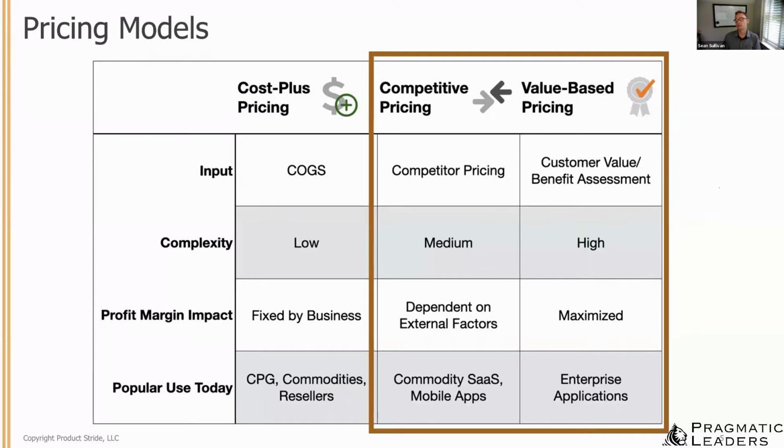I can charge $100 for my product, and they'll just as easily want to take that product because it can generate a huge return on investment for them. So doing value-based pricing can create the most return for you in your pricing. It is the hardest to do because you have to convince your customers of the value that you're creating for them.